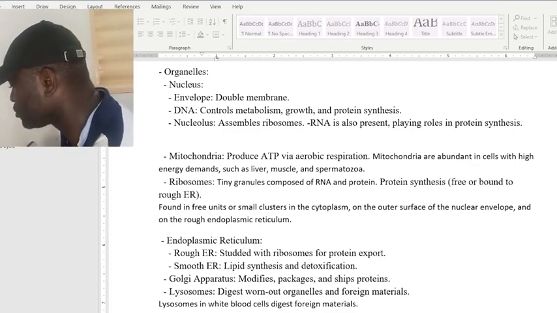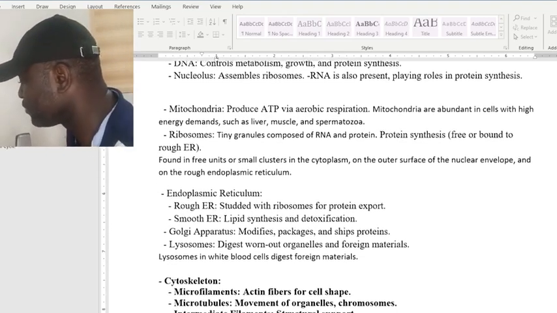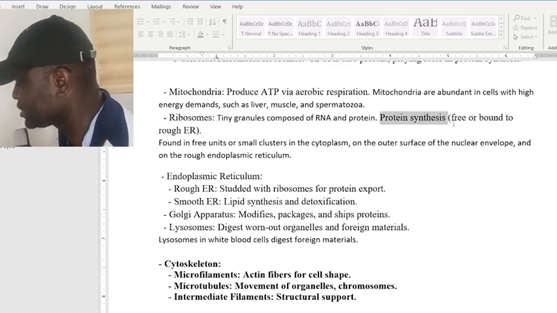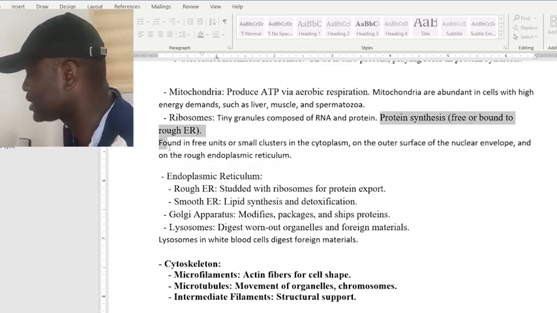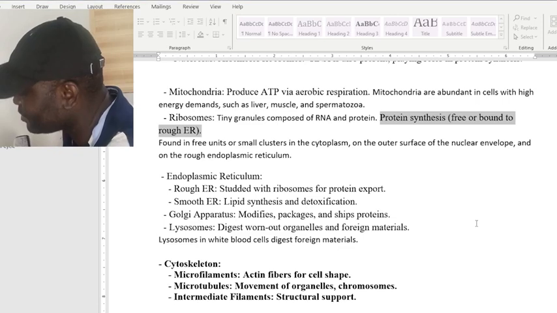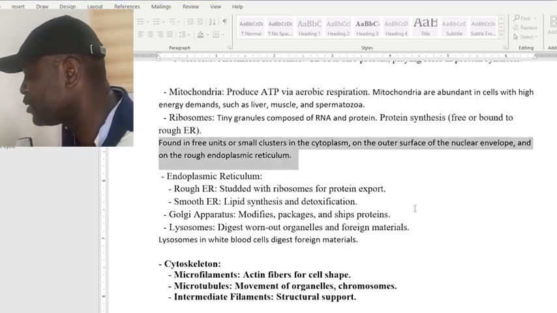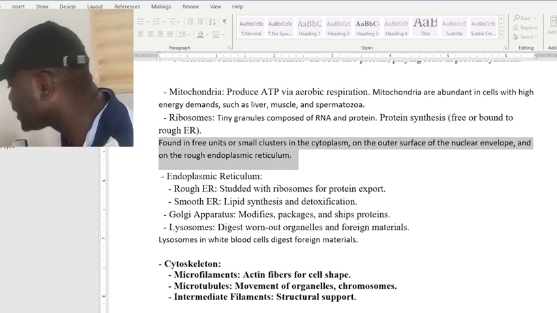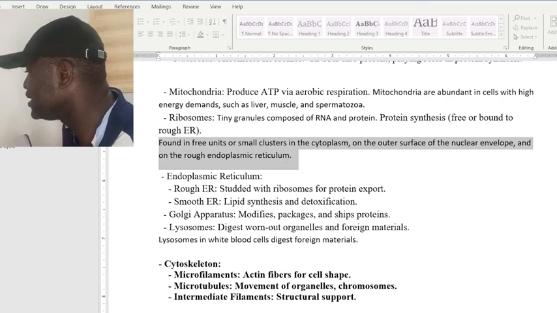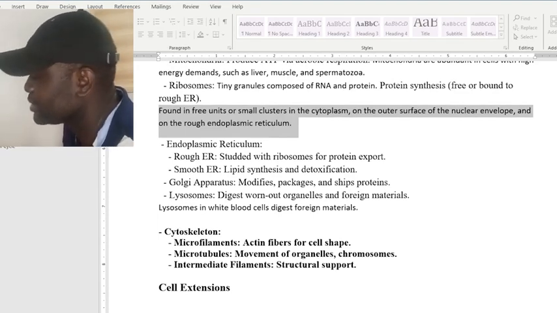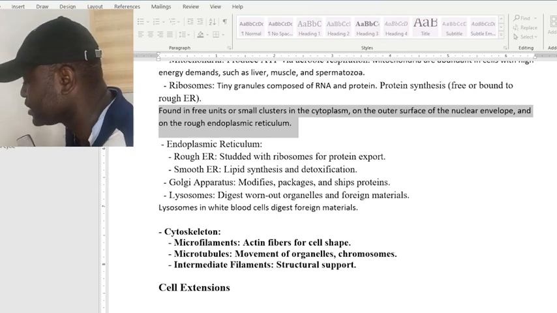So ribosomes, what do the ribosomes do? Ribosomes are composed of RNA, ribonucleic acid, and protein, and ribosomes are for protein synthesis. You can find them free in the cytoplasm, or you can find them on the outer surface of the nuclear membrane, or you can also find them on rough endoplasmic reticulum. What they are still doing is the function of protein synthesis.